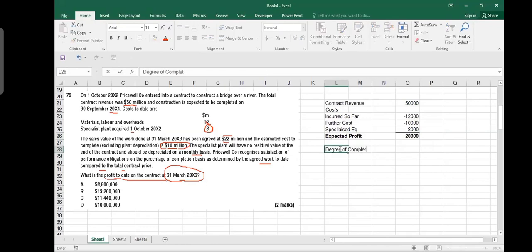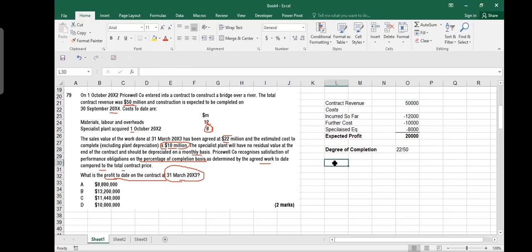But we cannot recognize all of this 20 million now because we have just worked 6 months and we have just partially finished the contract. So you can partially recognize the revenue. He's asking you what is the profit to date. So you need to see how much work you have completed. They say that the Pricewell company recognizes satisfaction of performance obligation on the percentage of completion basis. So what is the percentage completion? Percentage completion is 22 million of work out of a 50 million of revenue. So this is your proportion you are going to use.